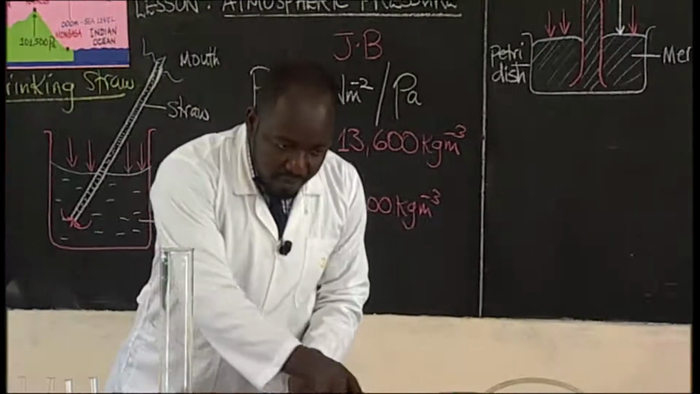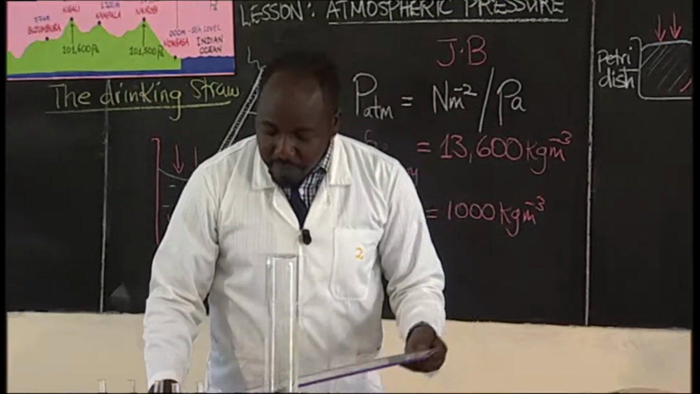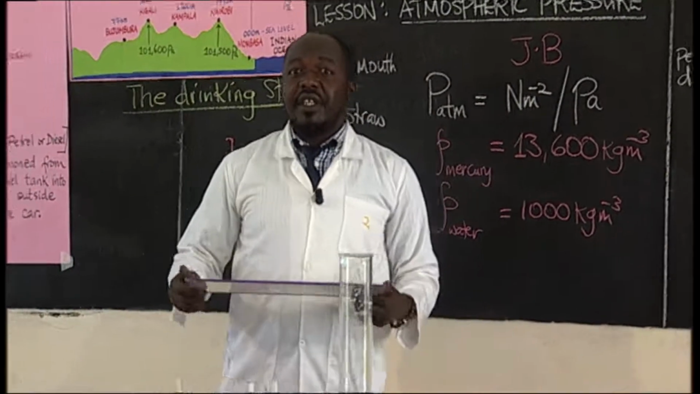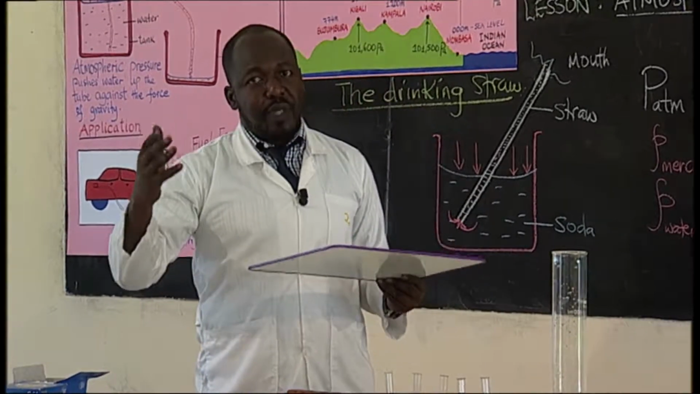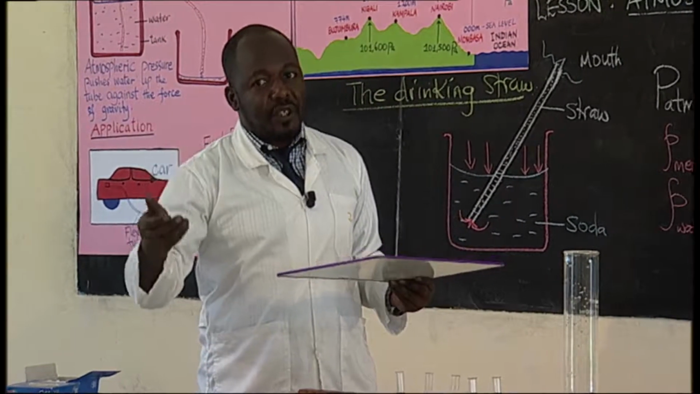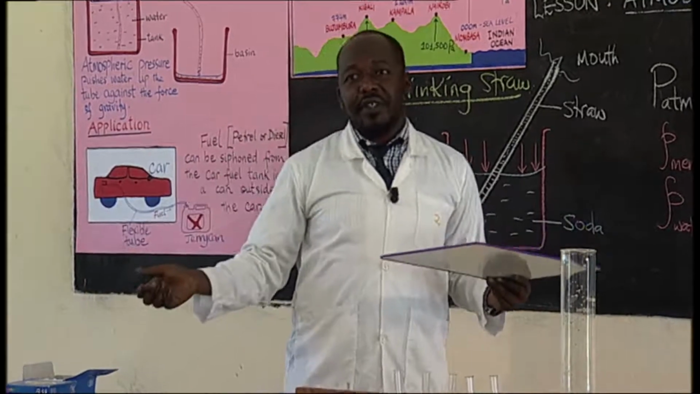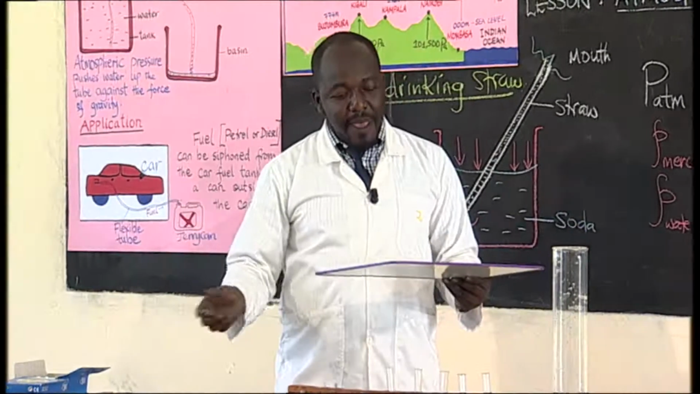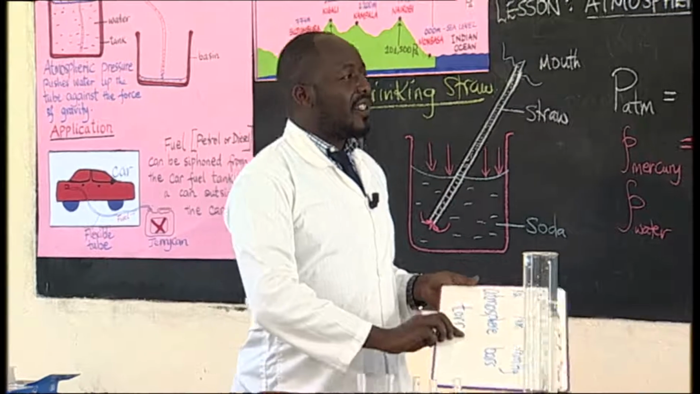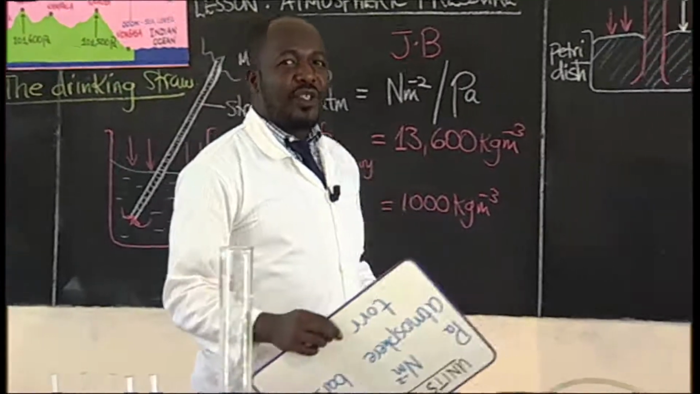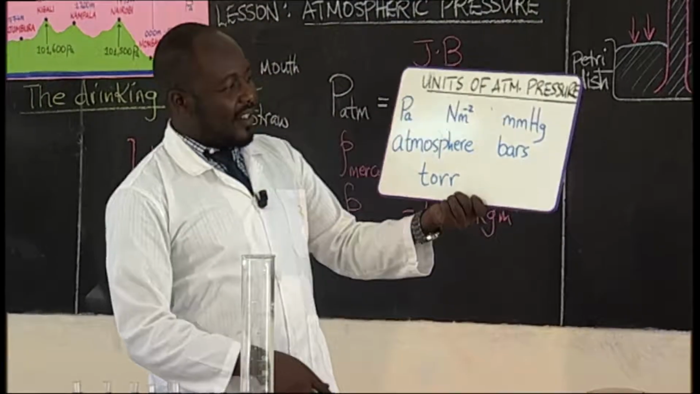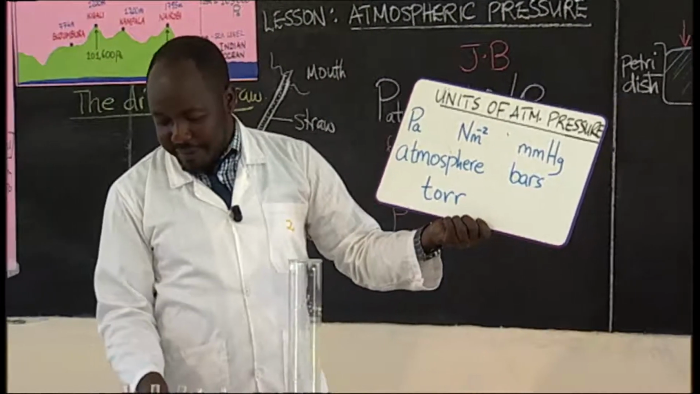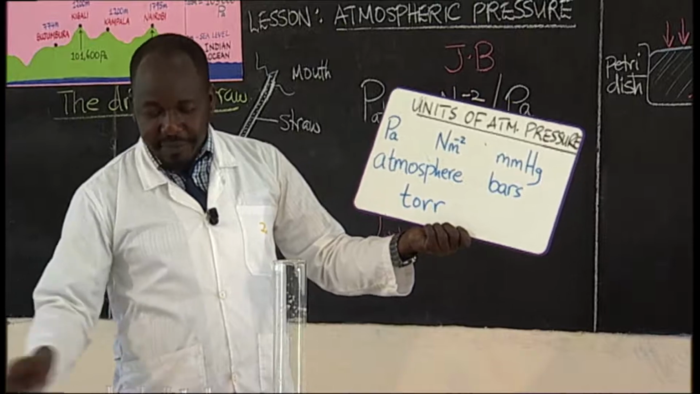And as you can see, we have already seen that the unit of pressure is newtons per meter squared. But we also have other units, like pascal. Today, we shall see that there are many more units of atmospheric pressure that are widely used. Let us see some of them. I hope you can see this.